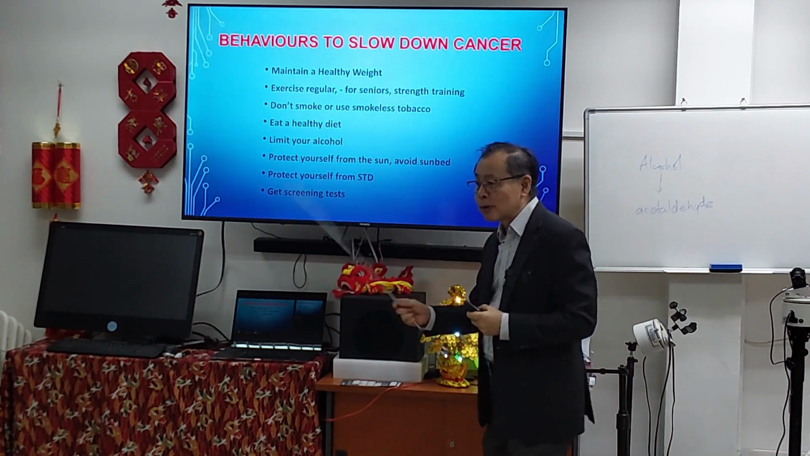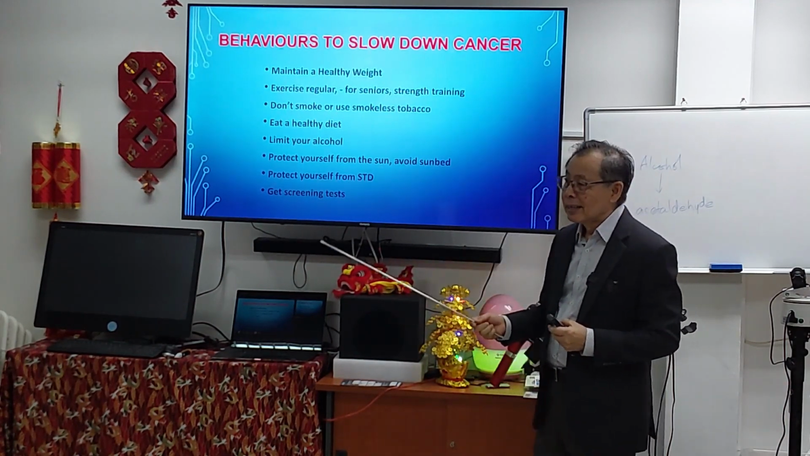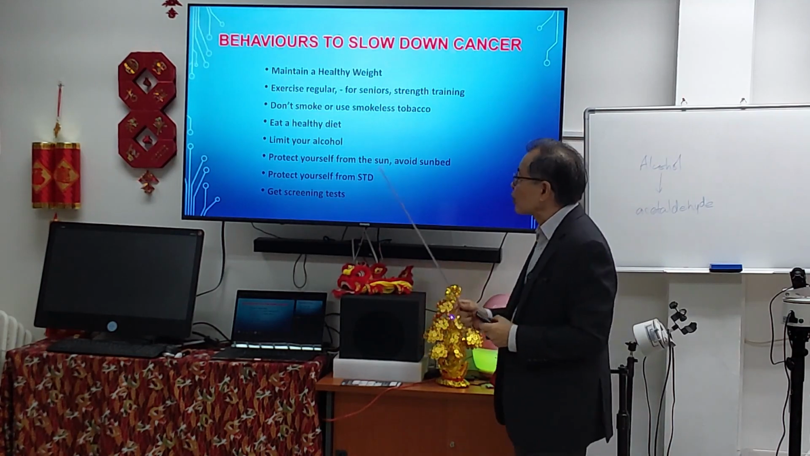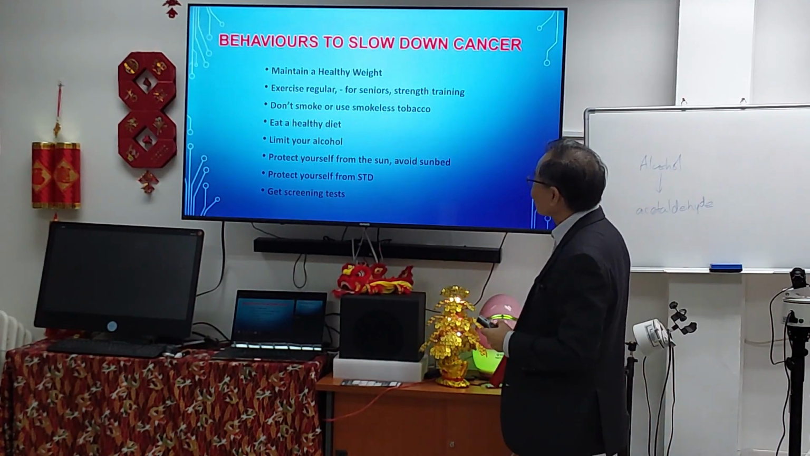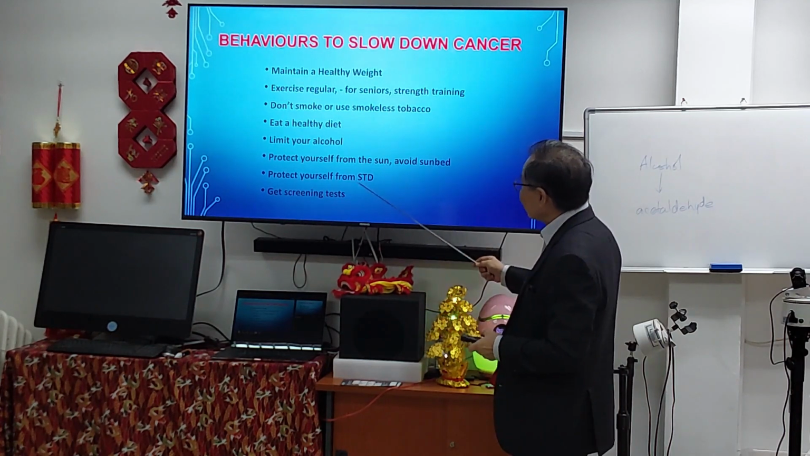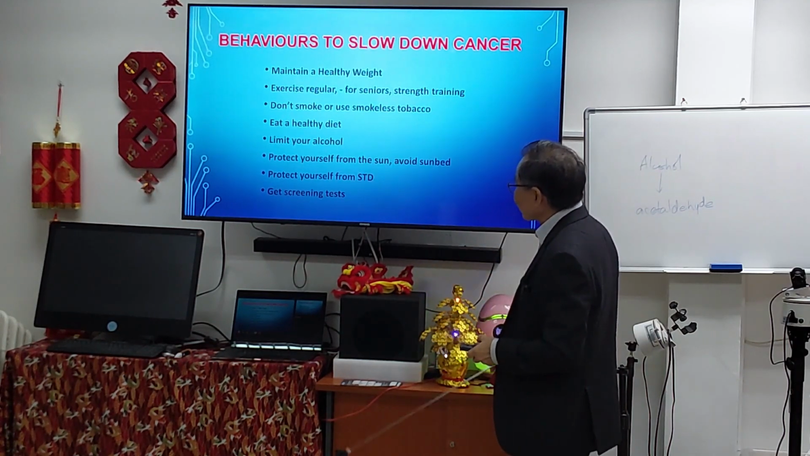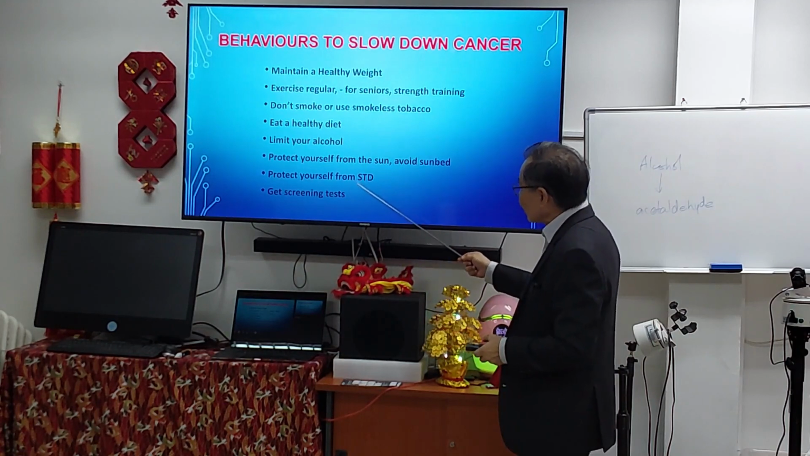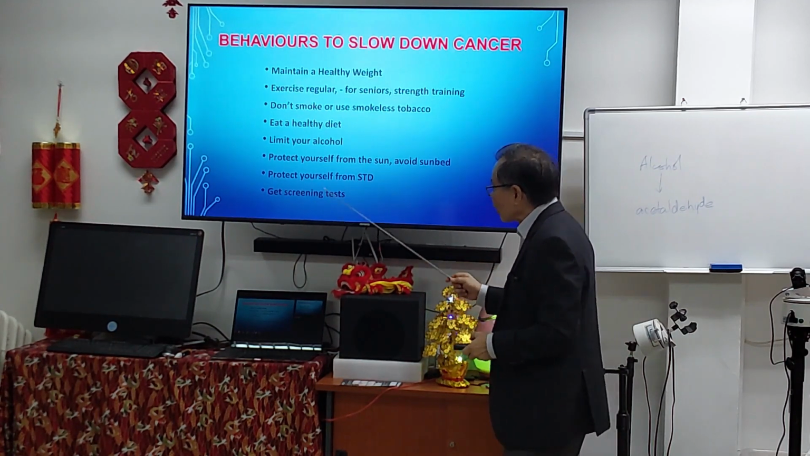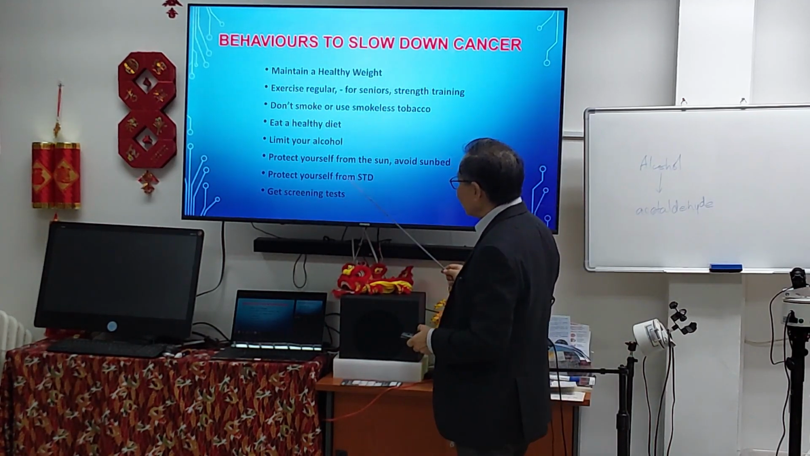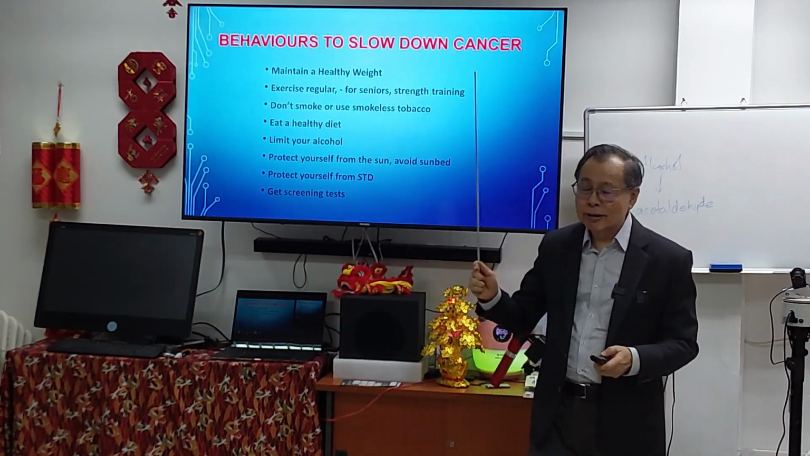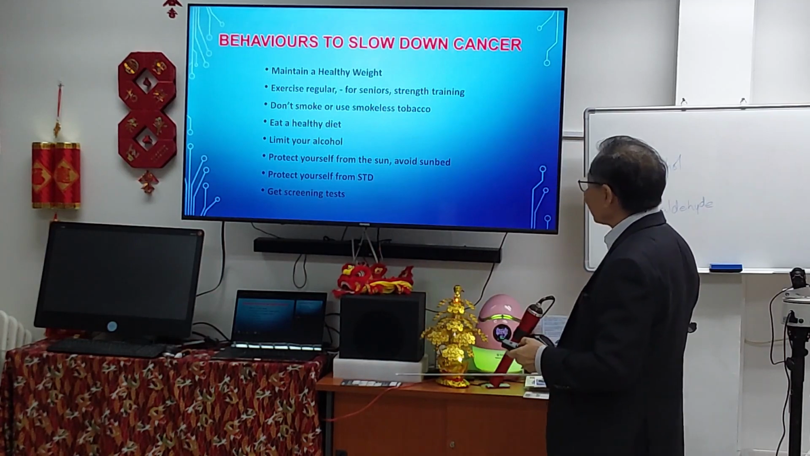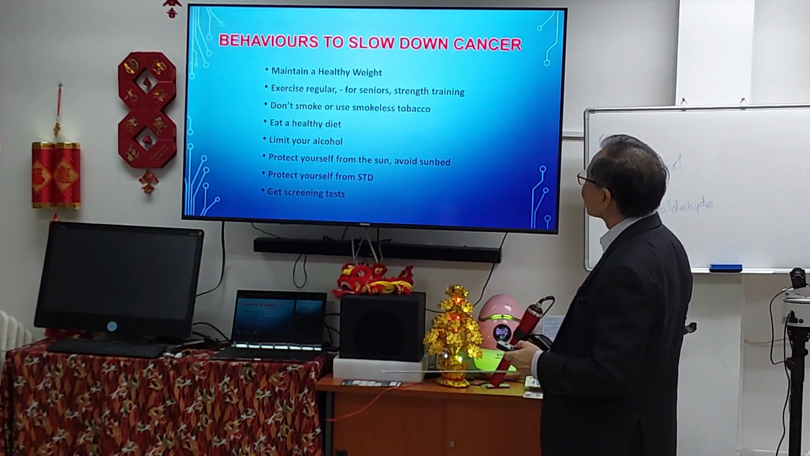And it's the same for men and women. And especially for postmenopausal females, exercise is particularly important. Healthy diet, limit alcohol, protect yourself from the sun, use sunblock, protect yourself from infections, especially STDs, and get screening tests depending on your family and your personal history. And that is very important.